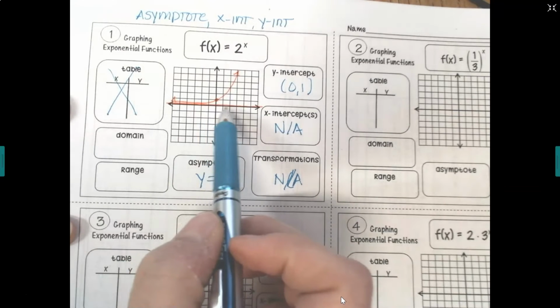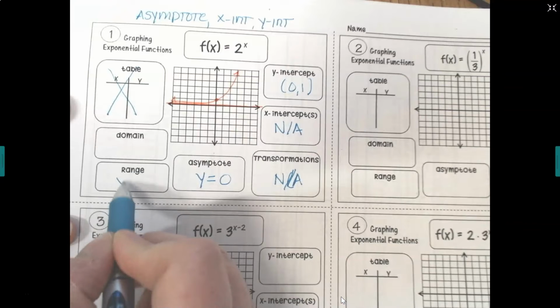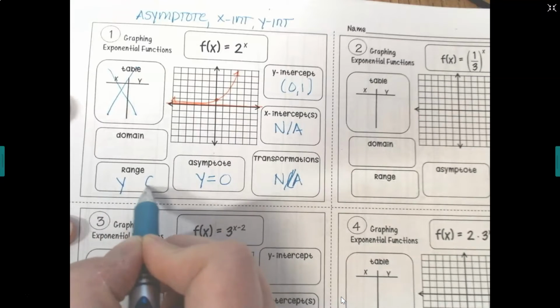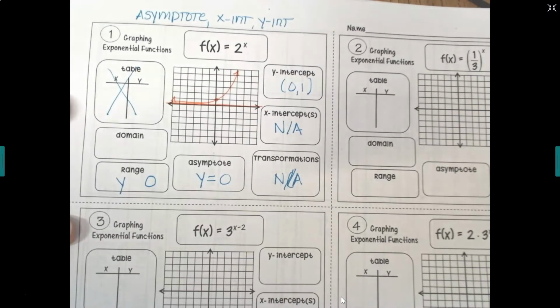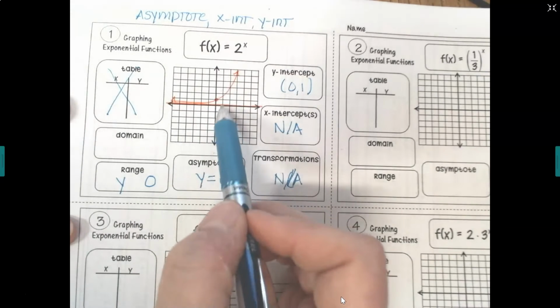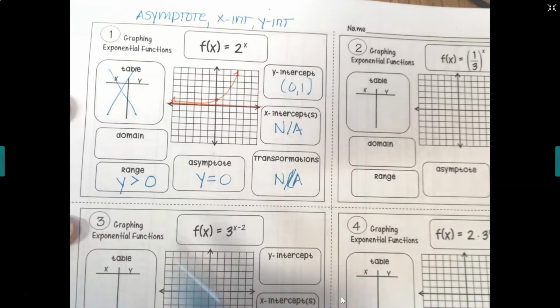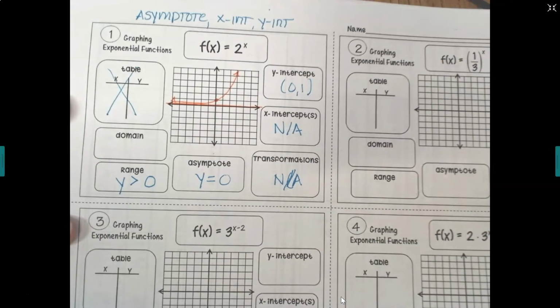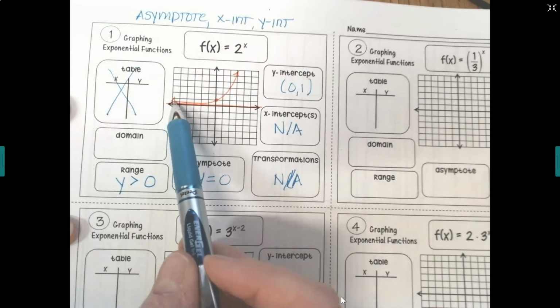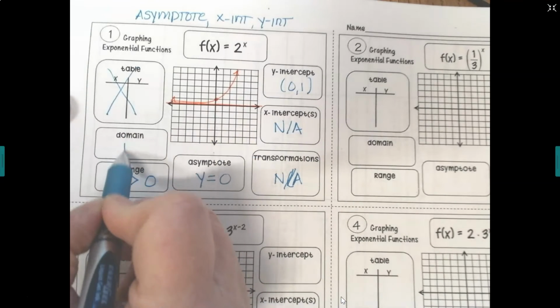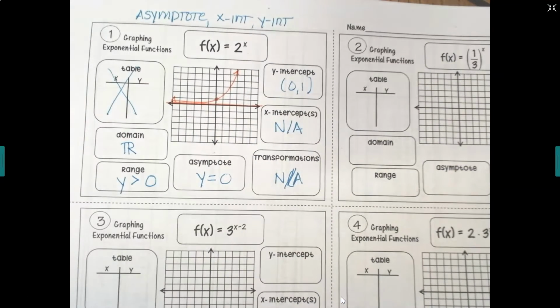Our range, so we're always looking for our range. How do your y values compare to your asymptote? Our graph is above our asymptote, so all of our y values are greater than the asymptote. And then the domain, it's never ending to the left and never ending to the right, so our domain is all real numbers. Okay, let's go ahead and try the second one too.